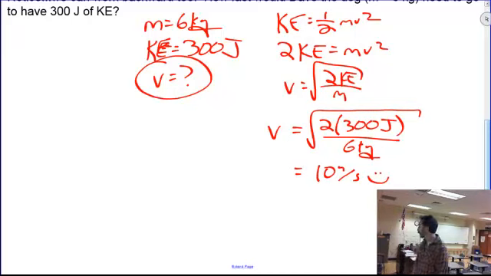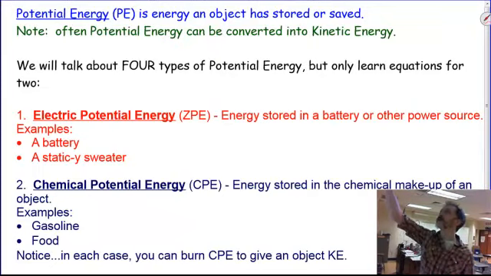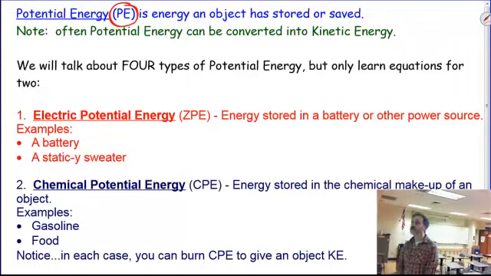Kinetic energy, all right, depends on both mass and velocity. The next type of energy we need to talk about is what's called potential energy, all right? So potential energy, which we'll abbreviate as PE, is just energy that an object has stored or saved, all right? Usually the way that we illustrate that something has potential energy, because you can't sort of see potential energy because it's stored, is by showing that that potential energy can be converted into some other form of energy, like light energy or sound energy or heat energy or kinetic energy, okay?